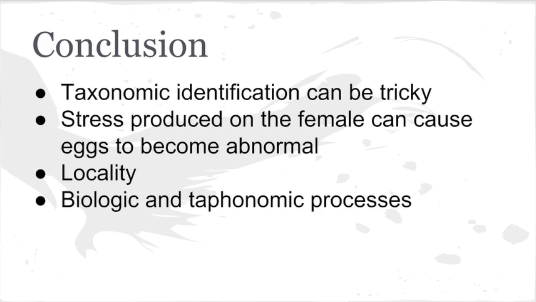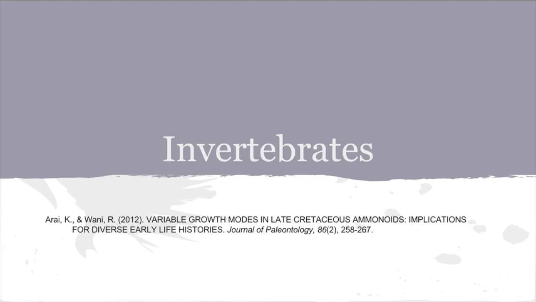When making a taxonomic identification, it is important to keep locality in mind, as well as the inferences in physiology and anatomy and paleoenvironment of extinct taxa. It is important to remember that there are characteristics of biologic and taphonomic processes that may result in similar multi-layered eggshell morphology. This paper is titled Variable Growth Modes in Late Cretaceous Ammonoids, Implications for Diverse Early Life Histories. It studies fossil ammonoid invertebrates.